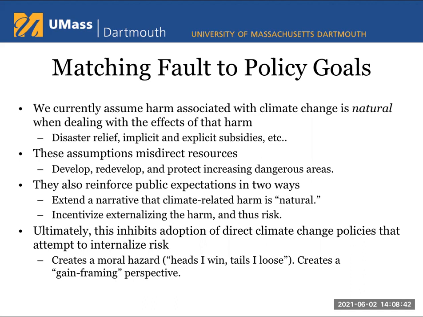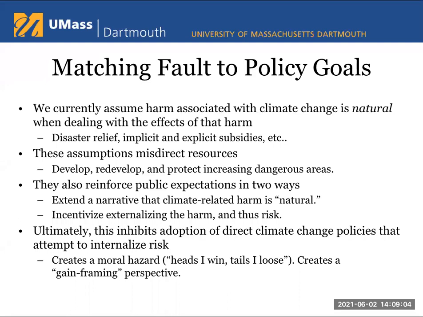It creates that kind of moral hazard, to use a term that was really pushed around, at least here in the United States, but also globally, during the economic crisis of 2008, 2009. That sort of heads I win, tails you lose. Excuse me, that says tails I lose, but tails you lose. It creates a gain framing perspective. The idea there is that all I can do is win here.